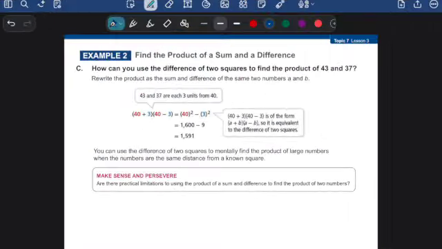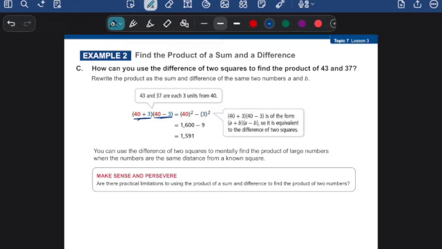How can we use the difference of two squares to find the product of 43 and 37? So again, we're going to think about decomposing these numbers into two perfect squares and do the sum and the difference. So 43 and 37, they're both 3 units away from 40. So we're going to play with that. 43 is 3 more than 40, and 37 is 3 less than 40. We need one to be a sum and one to be a difference in order to follow this pattern for the difference of two squares.